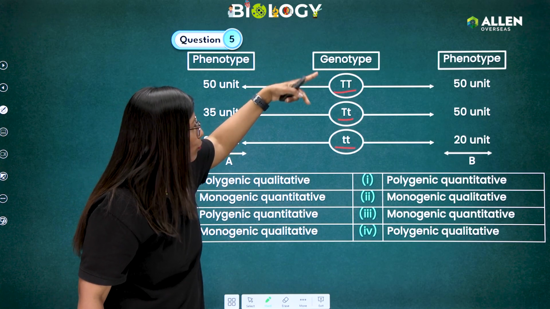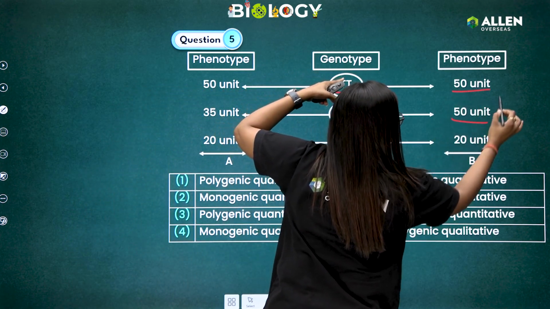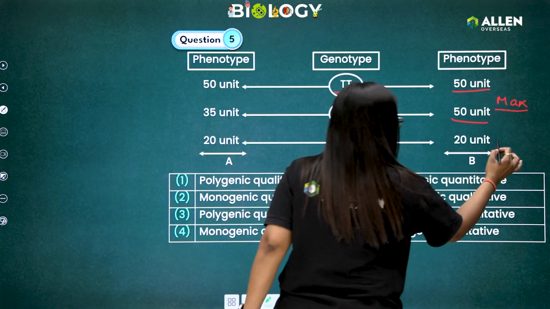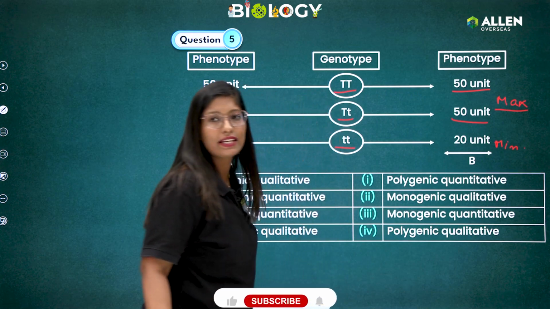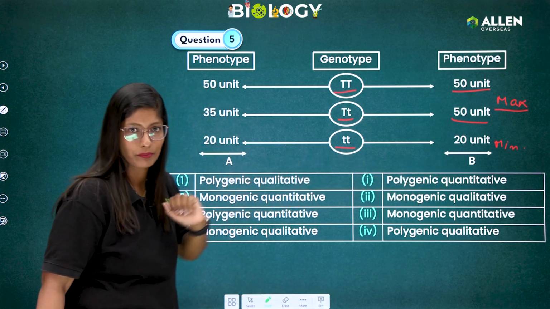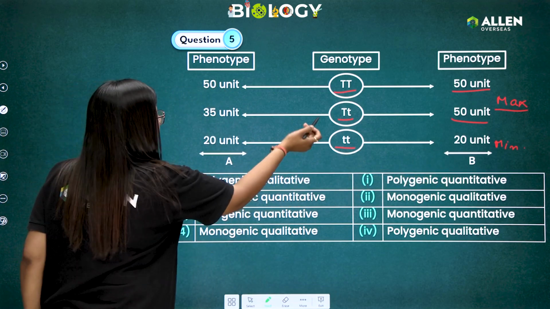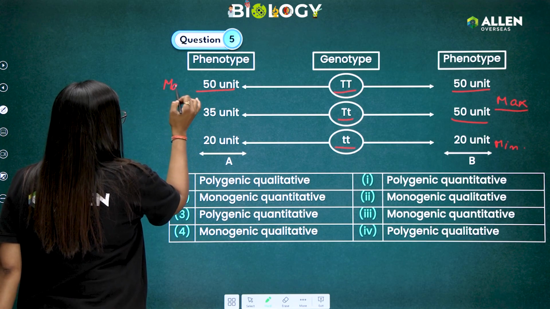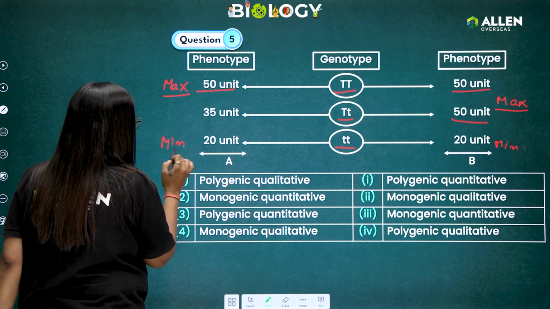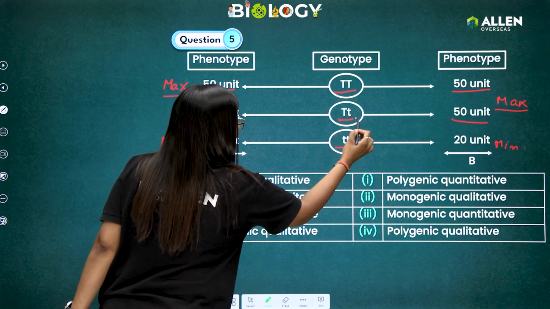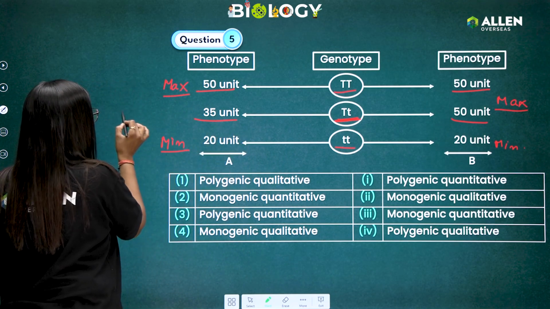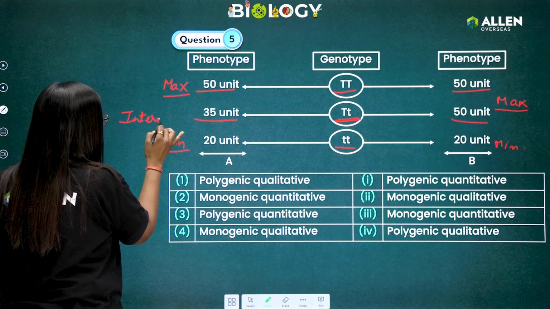Now here both homozygous and heterozygous dominant are giving you maximum expression, whereas a recessive phenotype is giving you minimum expression. It means in this particular case, you are getting only two expressions. One is maximum, one is minimum. Okay. Now come to this case. In this case, you are getting maximum expression if it is homozygous dominant, and you are getting minimum expression if it is homozygous recessive. However, in the case of heterozygous beta, we are getting 35 units, which tells us an intermediate phenotype.